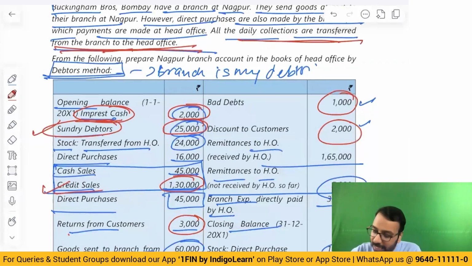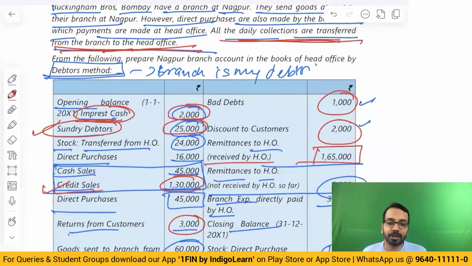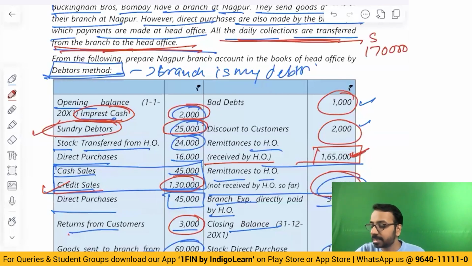Then I will have to see how much collections I have sent. I have sent 1,65,000 to the head office. So that is one number. What has been received by head office, and 5,000 we have sent, head office has not received. So 1,70,000 is sent by the branch to head office. This is from daily collection.